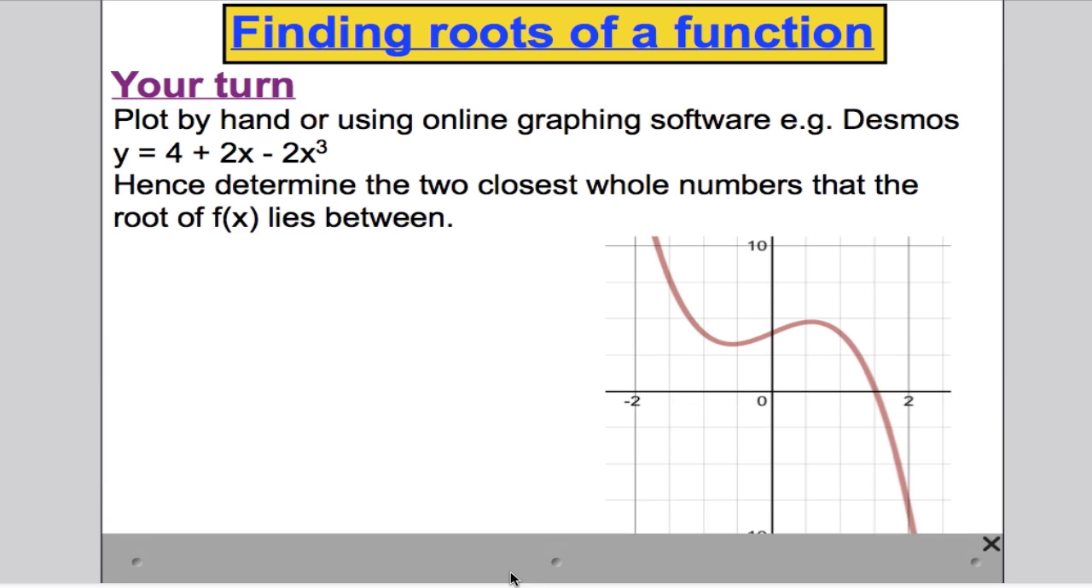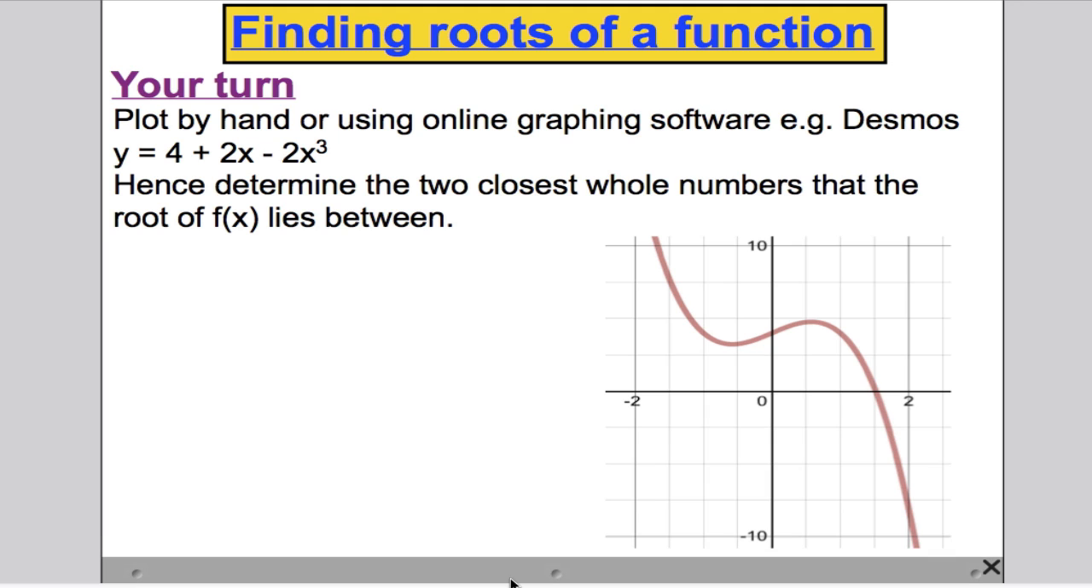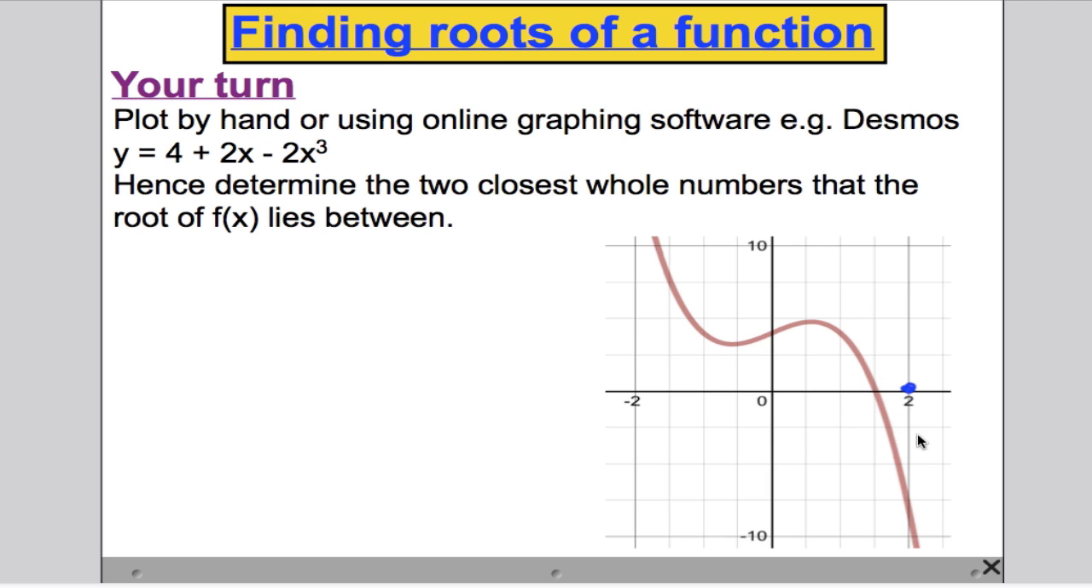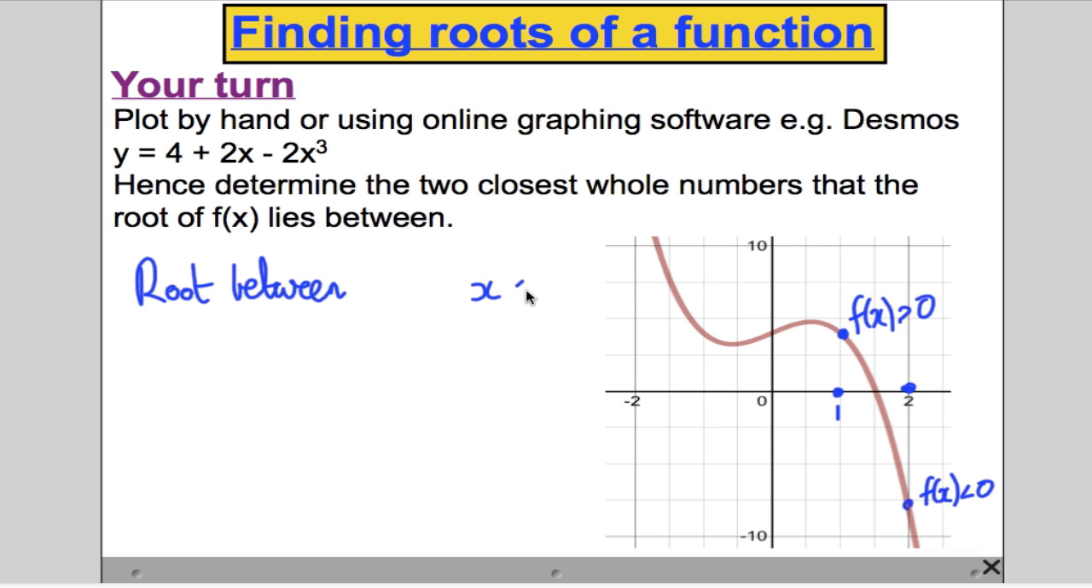Okay, I have taken the particular picture from Desmos, and I know that at 2, when x is 2, then I know that f of x is less than 0, and I know that here is 1, when x is 1, I know f of x is bigger than 0. So I know there is a root between the following. It's when x is less than 2 or less than 1.